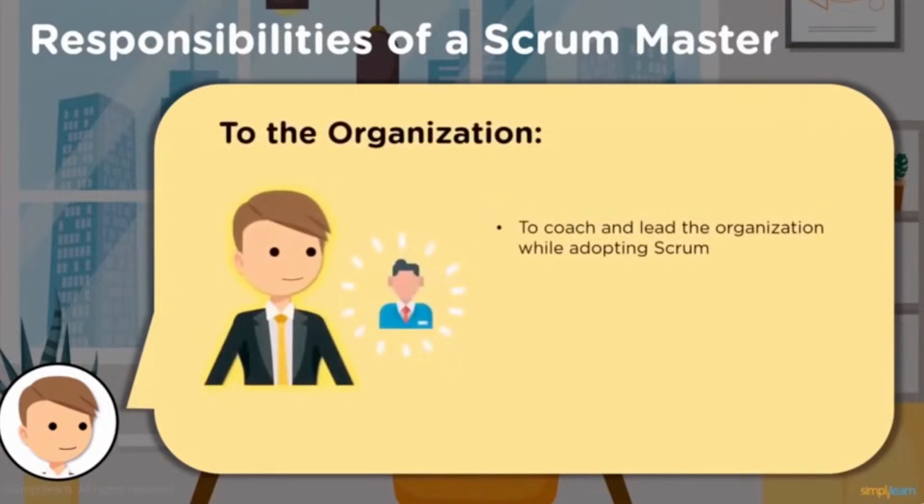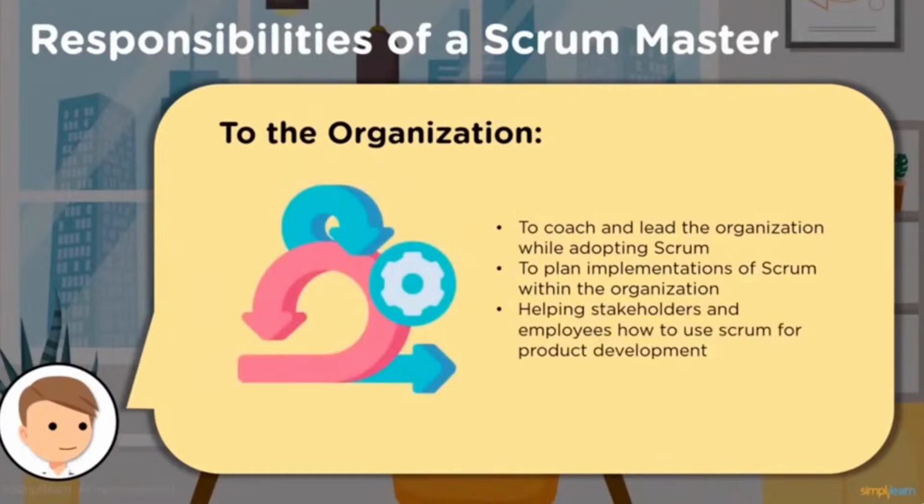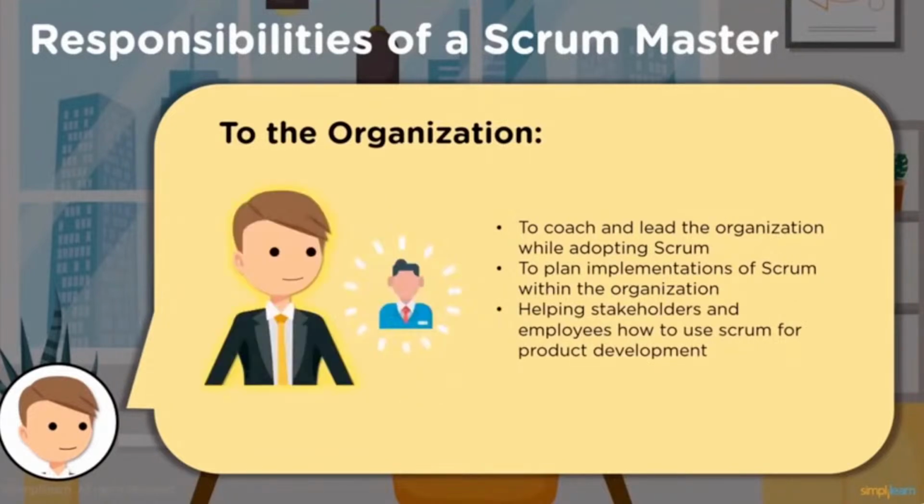Now moving ahead, the Scrum Master helps the organization by leading and coaching its adoption of Scrum. The Scrum Master helps to plan the implementation of Scrum. The Scrum Master needs to help the employees as well as stakeholders. The Scrum Master helps them understand how Scrum helps to increase the value produced. And finally, the Scrum Master helps to make changes that increase the Scrum team's productivity and more.